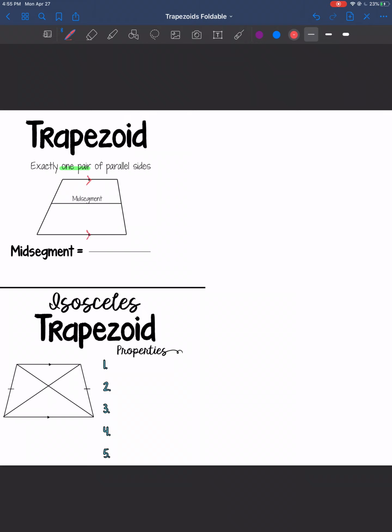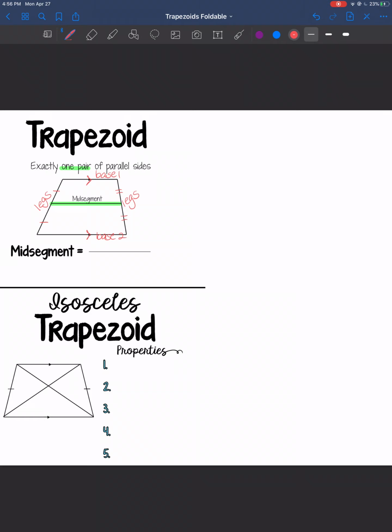So we'll label this base 1, second one base 2. The other two sides are called the legs. In a regular trapezoid, those are not congruent. The third thing that we need to talk about is called the midsegment. That hits at the midpoint of the legs on each side. And again, since they're not congruent, we would not use the same marking on the legs.